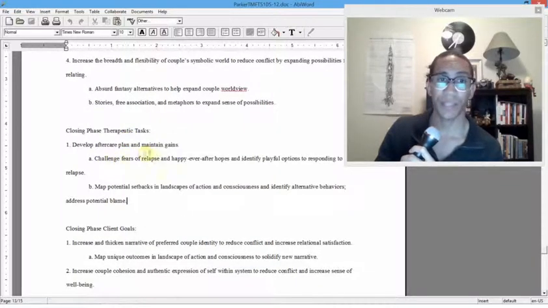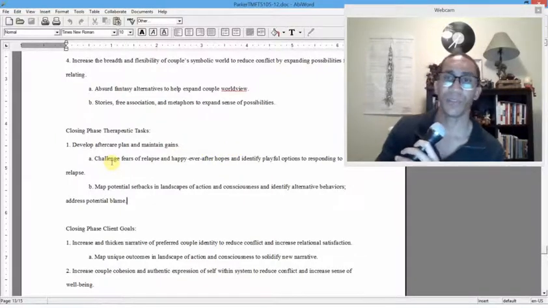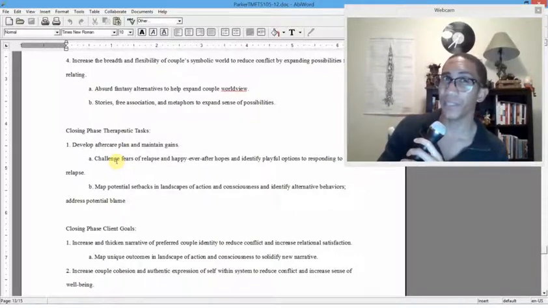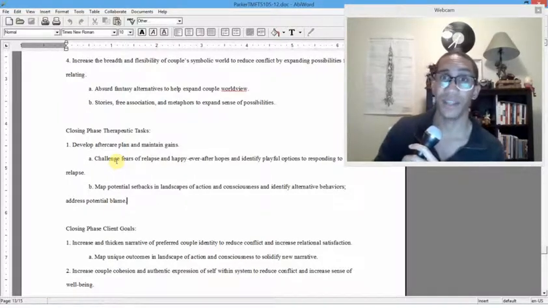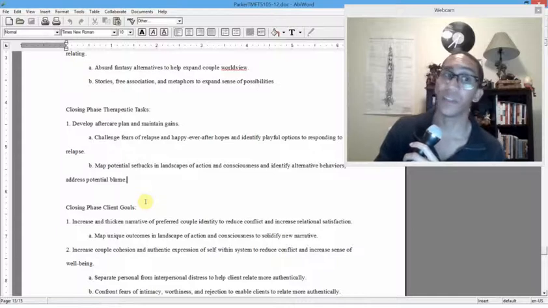Map potential setbacks and landscapes of action and consciousness, identify alternative behaviors, and address potential blame. So, potential setbacks: he's probably going to live on the street. I mean, that's just the way it's going to be. Actually, no. He was in his apartment at the end, but he might relapse while he's in there and end up back on the street. So we should definitely talk about that as an option. Jennifer might not like that very much. Nathaniel might feel like a failure. So that needs to be addressed. If that happens, what can we do differently?